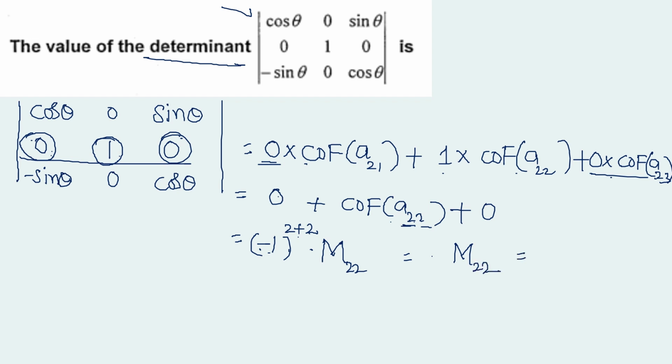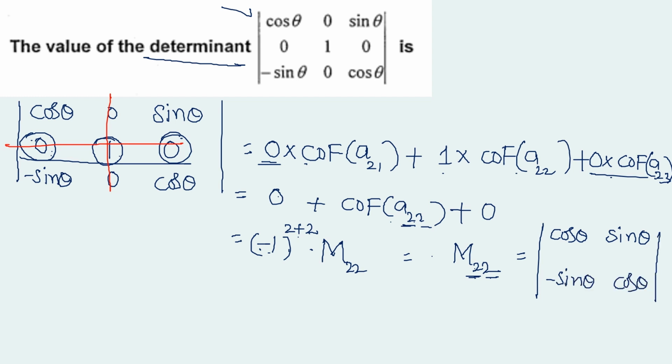That is given by just deleting the second row and second column. Whatever the index is, we have to delete that row and column. So here 22 is there. So I am deleting the second row and second column and writing down the remaining matrix, that is cos theta, sin theta, minus sin theta and cos theta. Now find the determinant of this submatrix.